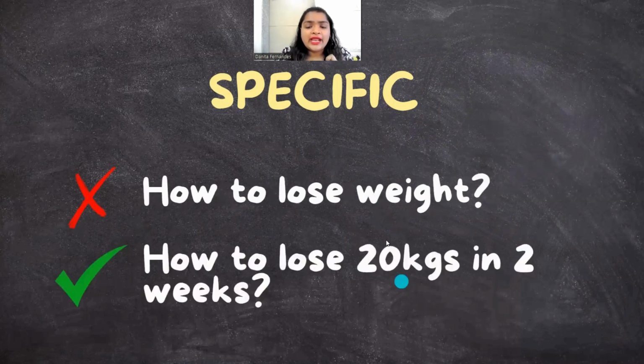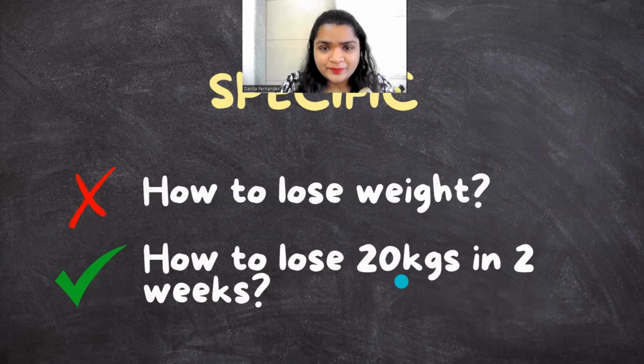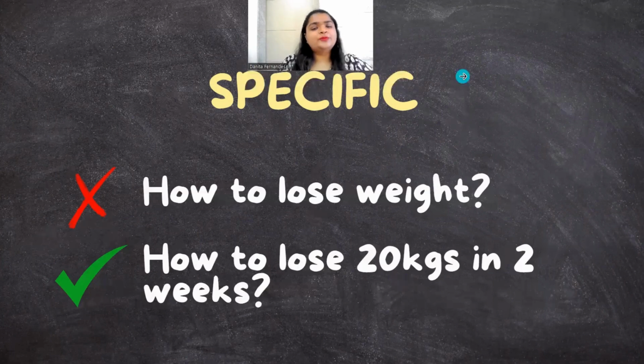How do I make this headline more specific? So, instead of how to lose weight, we add how to lose 20 kgs in 2 weeks. Adding numbers made my headline more specific. Now, I'm not just telling how to lose weight, but I'm defining the weight, how to lose 20 kgs in the next 2 weeks, right?